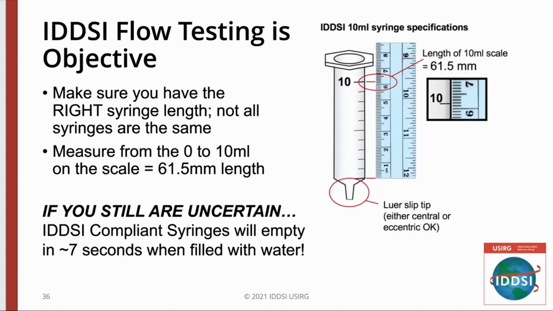IDDSI flow testing is objective. Make sure you have the right syringe length. Not all syringes are the same. Measure from the 0 to 10 ml on the scale, 61.5 millimeters in length.